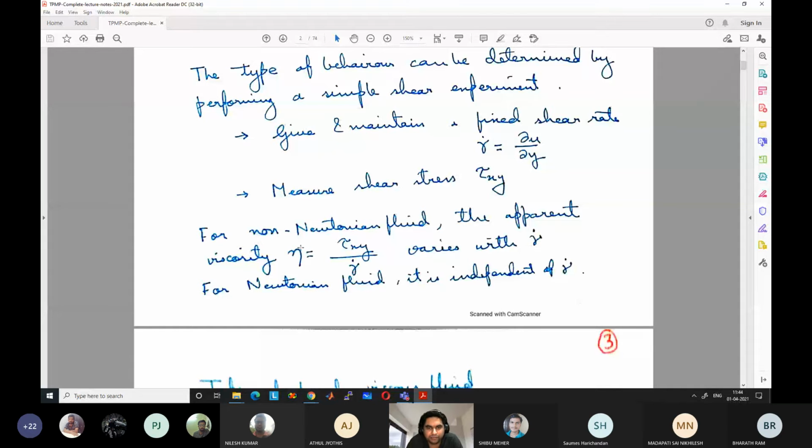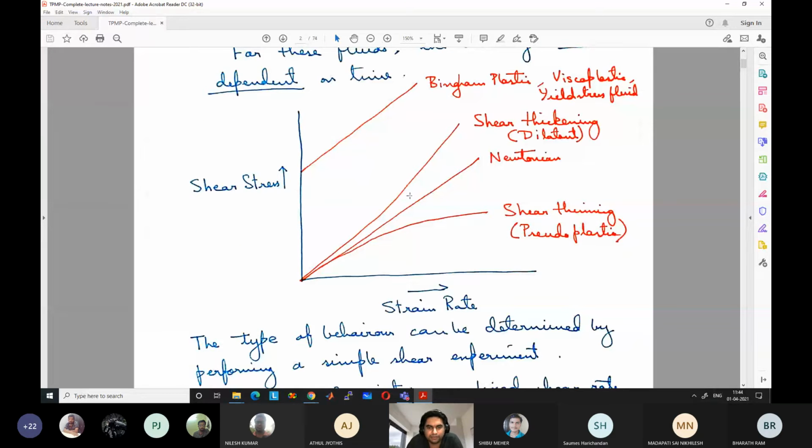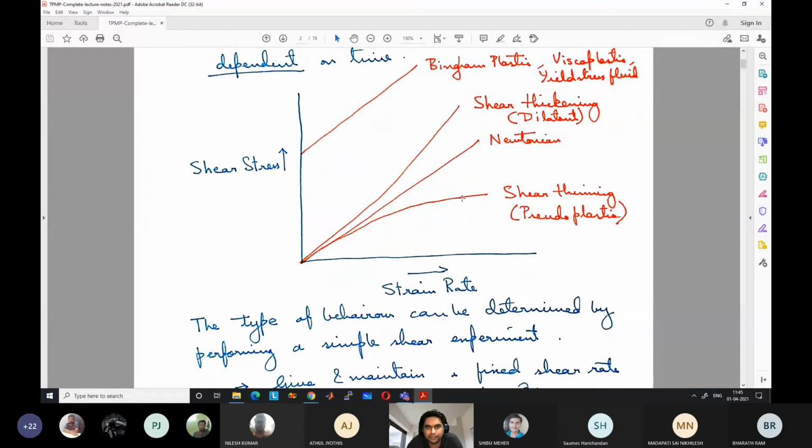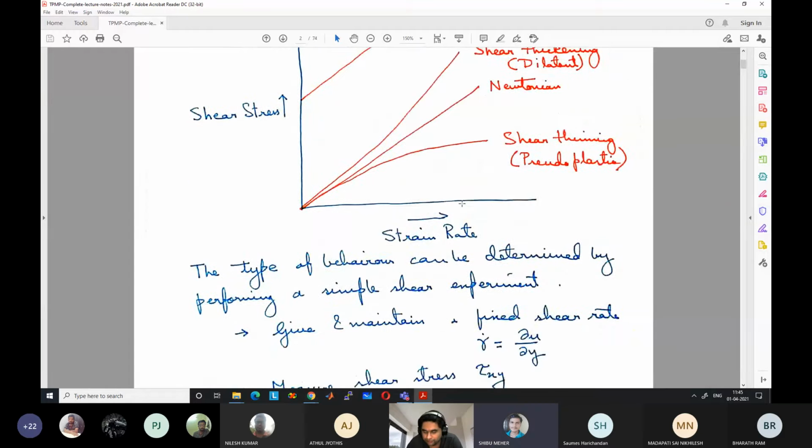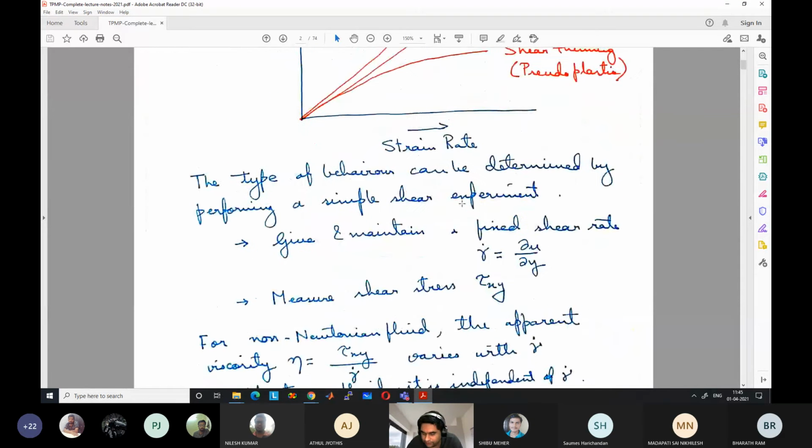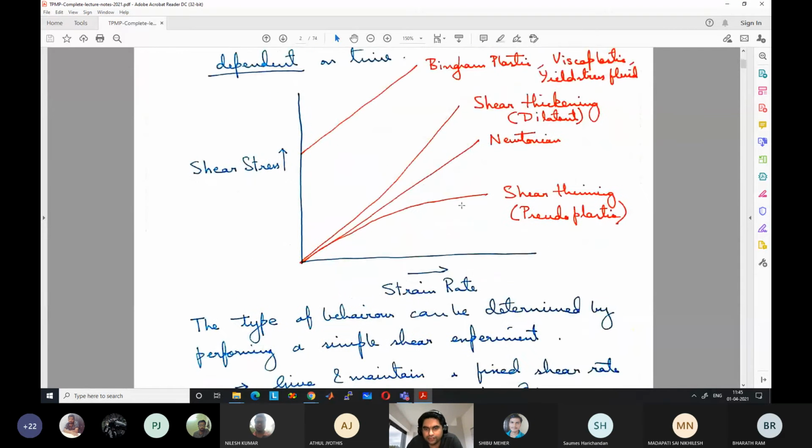So what happens to the apparent viscosity of a Newtonian fluid? Does it increase or decrease with time? Apparent viscosity is stress by strain rate. So for a Newtonian fluid, is the apparent viscosity, not time, sorry, does the apparent viscosity increase with shear strain rate, or does it decrease with strain rate? The apparent viscosity of a Newtonian fluid does not change with strain rate, right?